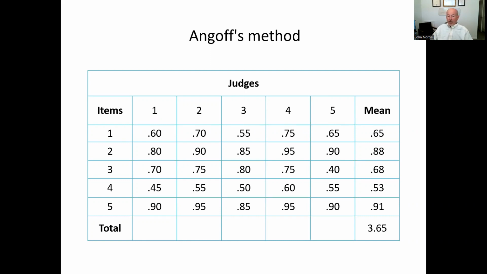So if you look at item 3, you'll see that at the end of the day, there was one judge who thought that only 40% of the borderline group would get it right. Another judge thought 80%. And they were convinced that that was the correct thing to do. And they were certainly allowed to hold their opinions. So the idea is to give everybody the opportunity to have a conversation, and then at the end of the day, to make some decisions.